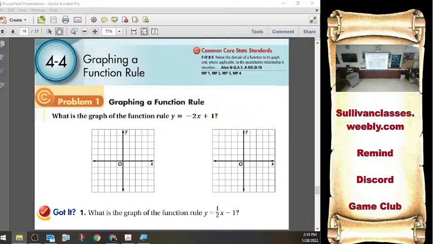where is that? Where's Algebra 2? I don't actually have any of the graphs shown. Fine, we'll do these guys.